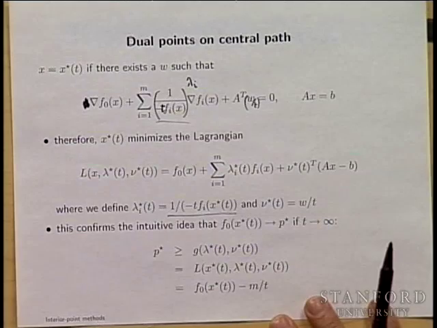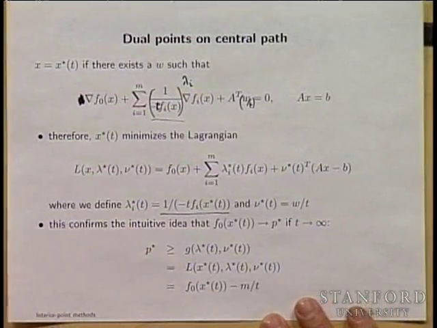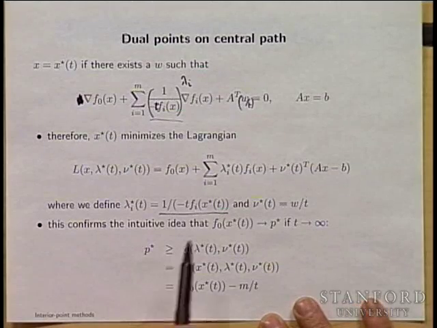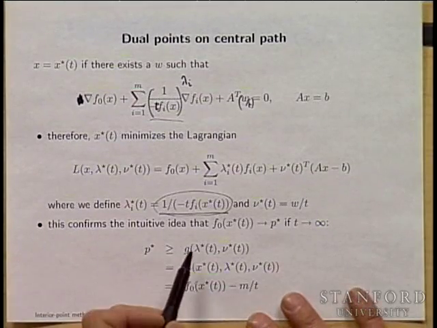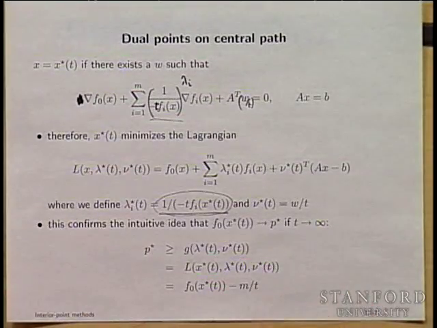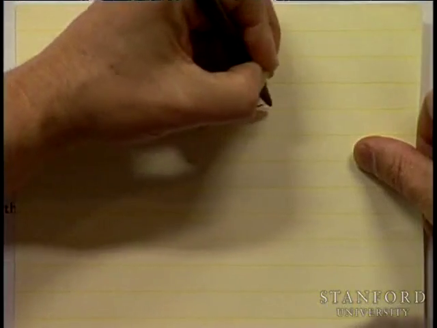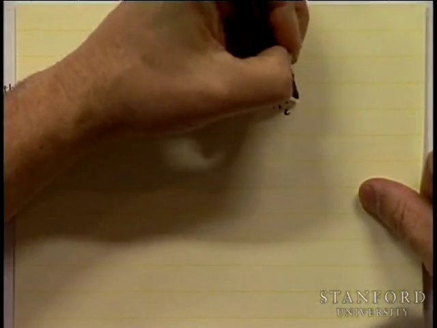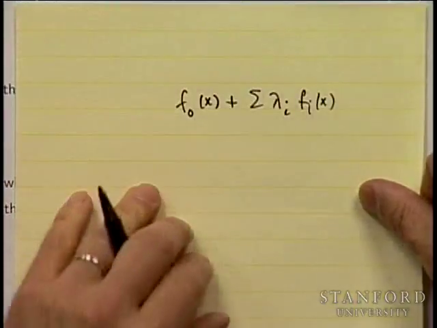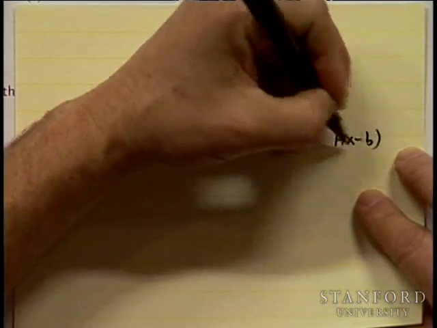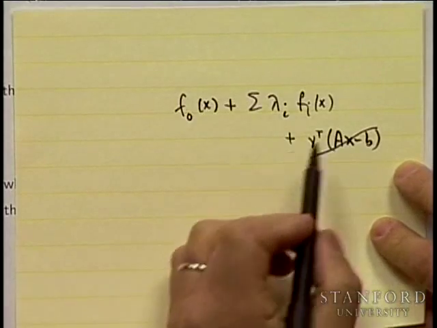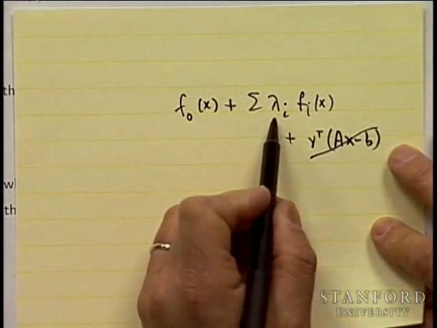And then, of course, with a dual feasible point, you want to evaluate g, the dual function at that point. So I'm going to plug this lambda into g. Now, g is nothing but this. I don't have it written here, but I'll write it out. It's going to be f0 of x plus the sum of lambda i fi of x. And then it's plus nu transpose (Ax minus b), but that's going to be 0. So I'm just going to plug in the lambda I found.